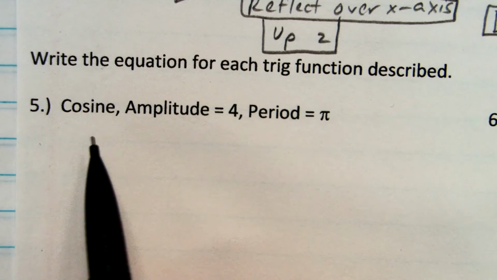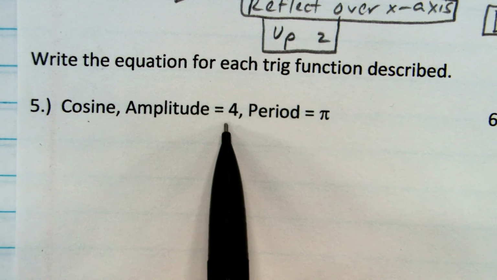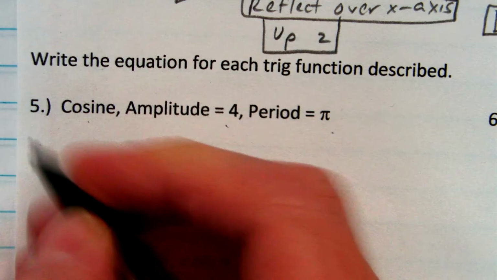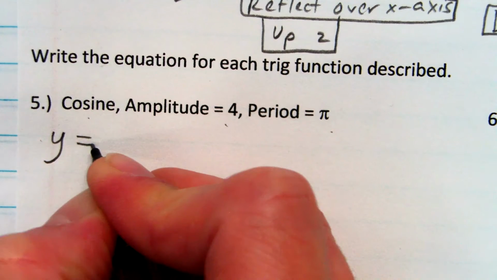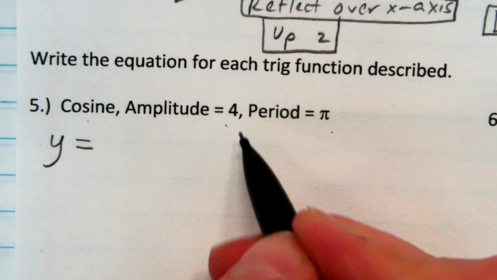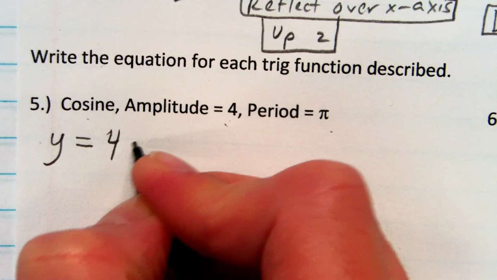So first, they're telling us it's cosine. They're telling us the amplitude is 4 and the period is pi. So we can start off by doing y equals, and you can actually use function notation. If you want to do f of x, you can. I'm just using y because it's a little easier. And it doesn't say anything about flipping it over, so I'm just going to put 4 cosine.